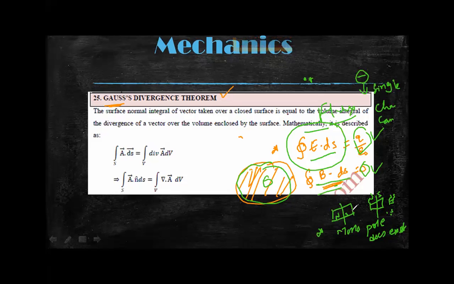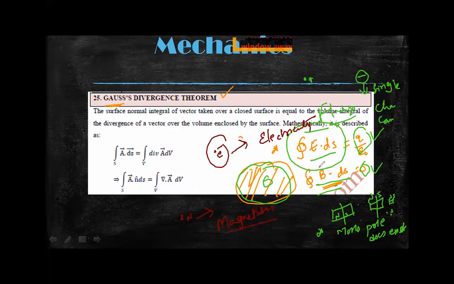Can a north pole or a south pole exist alone? No, sir. Can we see a single north pole in magnetism? No, right? We can't. But we can see a single electron, right? So monopoles exist in the case of electricity. Is it clear? But monopoles do not exist in the case of magnetism. Is it clear now?